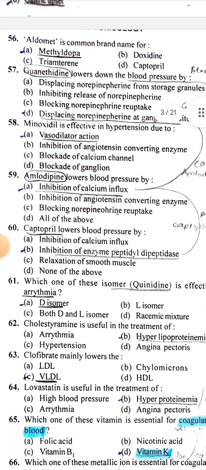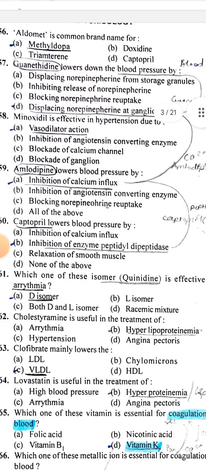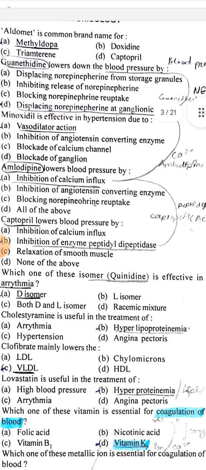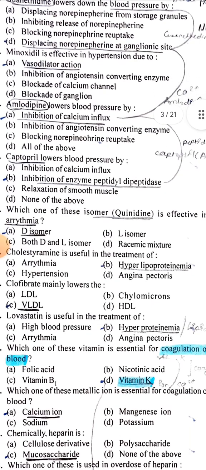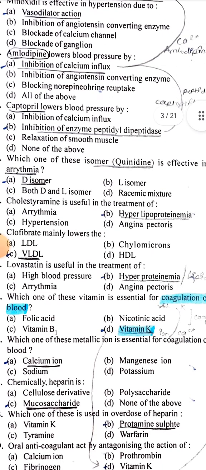Which one of these isomers of quinidine is effective against arrhythmia? That is D isomer. Cholestyramine is useful in the treatment of hyperlipoproteinemia. Clofibrate mainly lowers the VLDL levels. Lovastatin is useful in treatment of hyperlipoproteinemia.